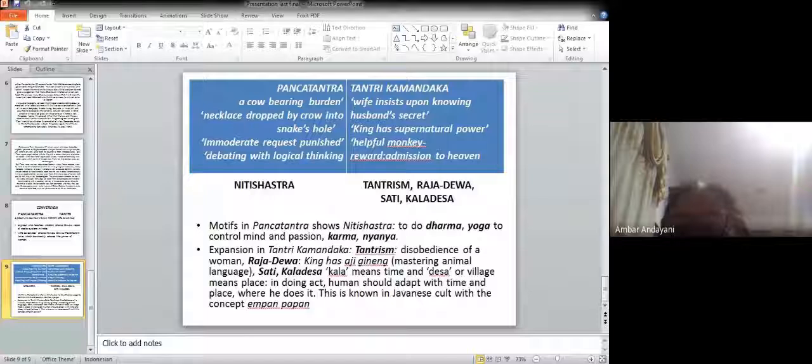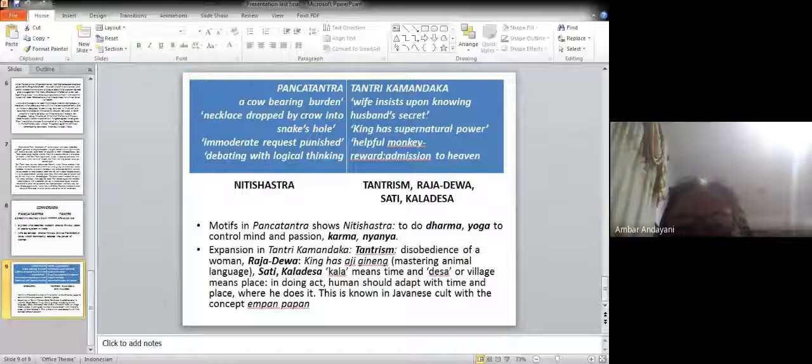Then there is Rajadewa. Rajadewa means here that the king has supernatural power. There is a story of King Aridharma, who has Ajiginam, which means mastering animal language. In Java, there is still a belief that the king has supernatural power. Sati is also similar to the Ramayana.